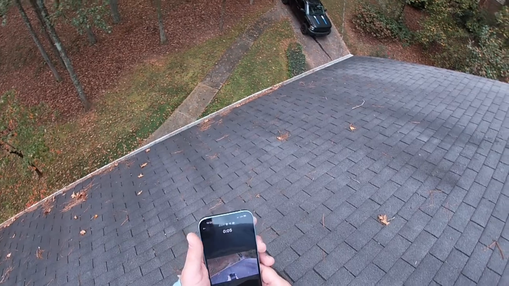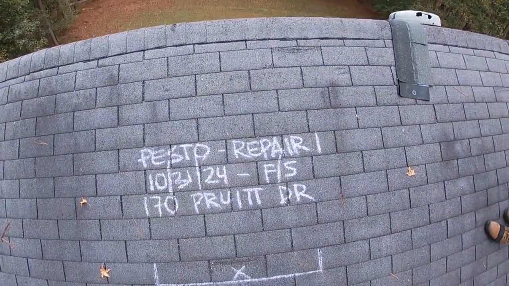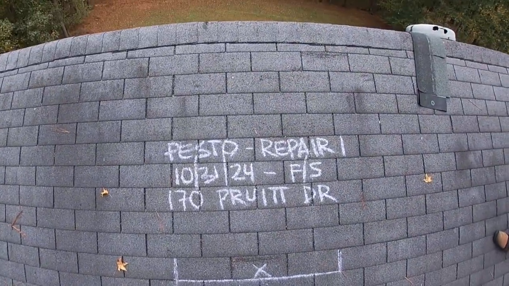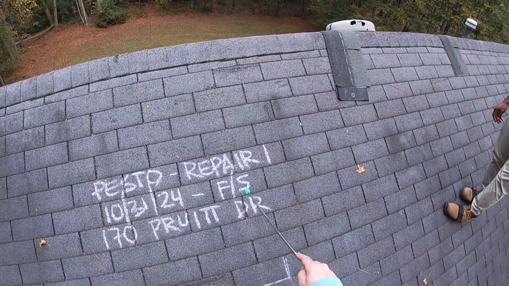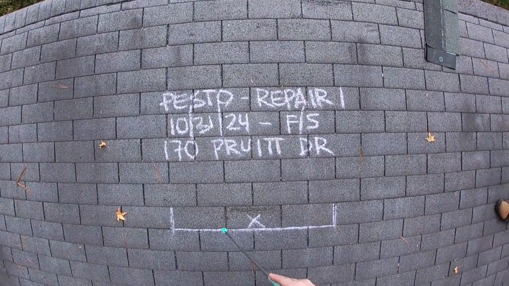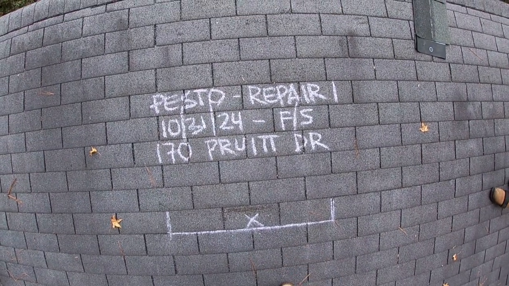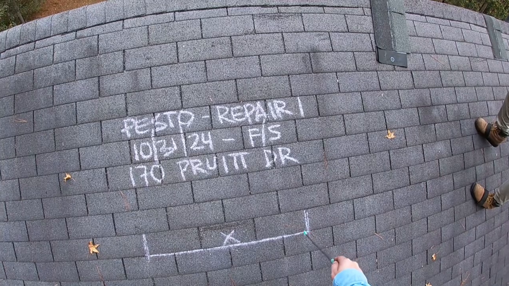We are conducting a repair attempt here at the Pesto residence, 170 Pruitt Drive in Alpharetta, Georgia. It is the 31st of October 2024. We're doing a spooky repair on the front slope. You can see that I have identified the wind damage shingle. We can see the clear creasing across the top. I've denoted it with an X, as well as identifying the course that it belongs to.